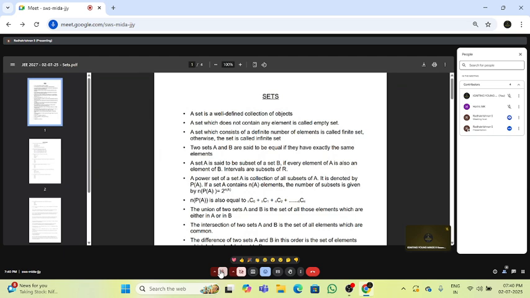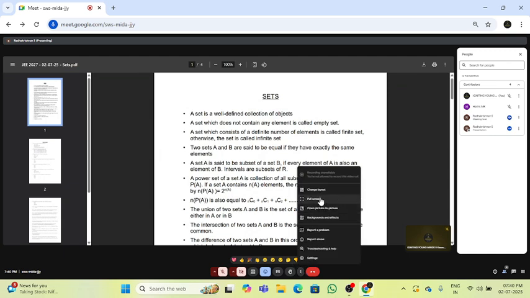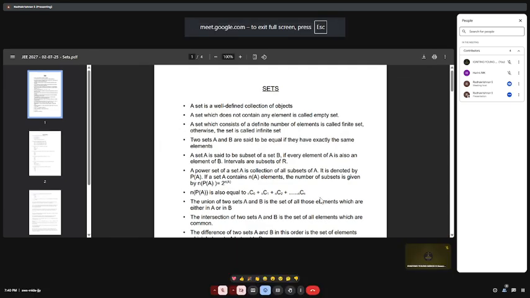Set is a well-defined collection of objects. A set, if it doesn't have any element, is called an empty set. If it has a definite number of elements, it's called a finite set. Otherwise, it's called an infinite set. Sets can be infinite also because you can define it in such a way that there are infinite terms. For example, the set of all natural numbers is an infinite set.